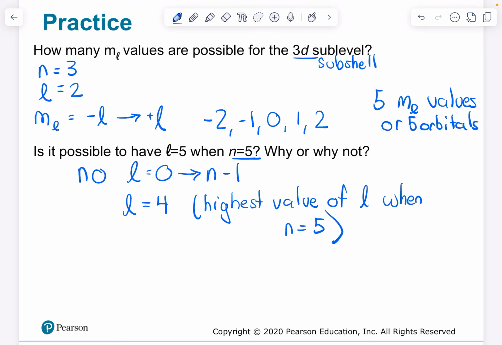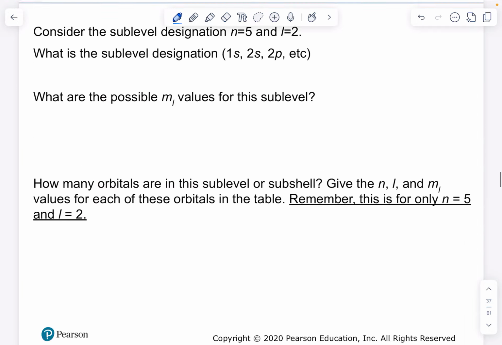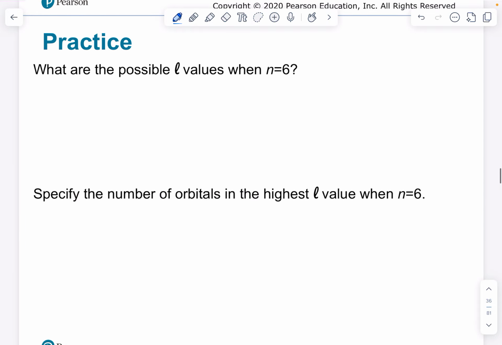Okay. Next one. Let's see how many more of these we have. 3 more pages. Okay, go ahead and pause there.